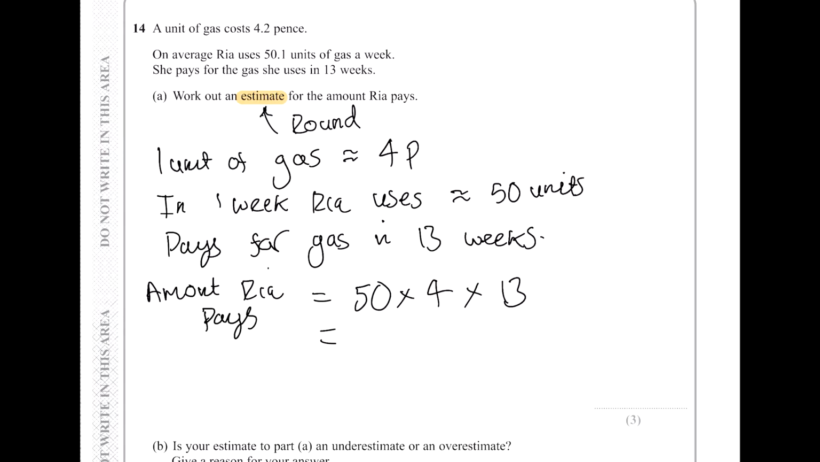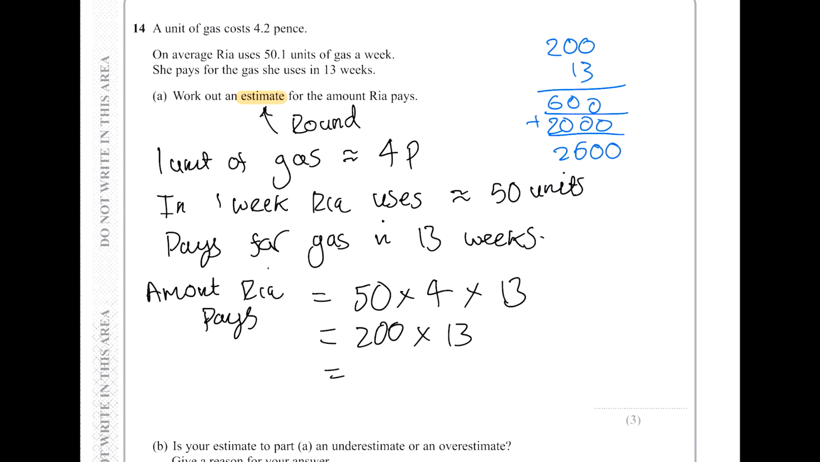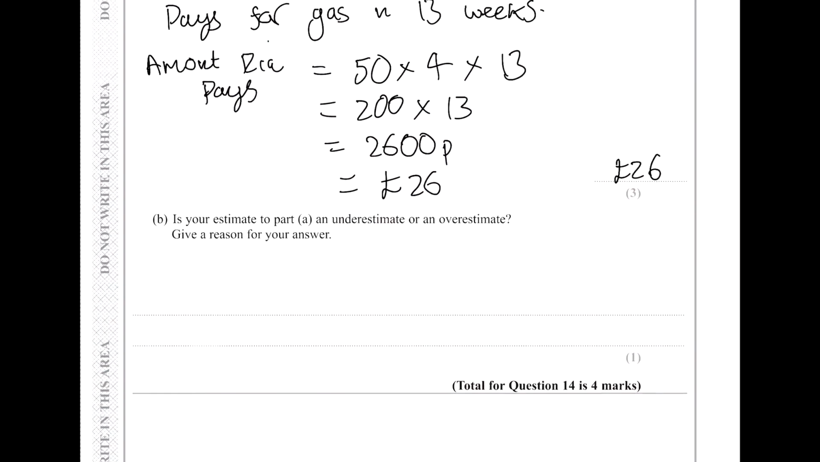So 50 times 4 is 200. And multiplying by 13, if you can't do these, then just do a little working up here. So you get 600 and then 2000. So its total is 2600. That's in pennies, which is equal to £26. So that's roughly how much she pays.